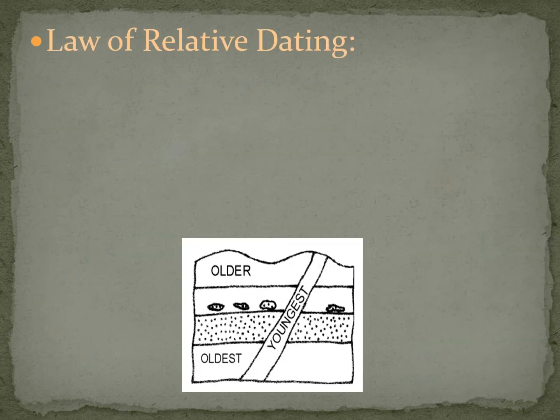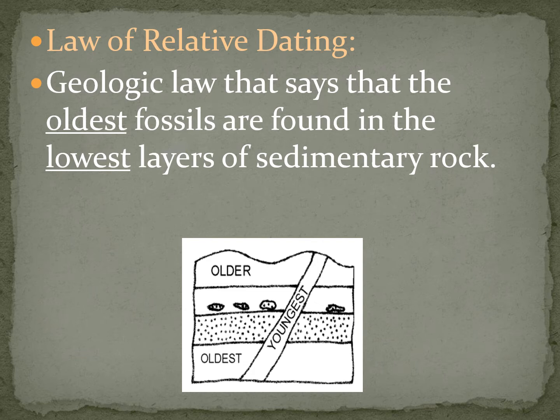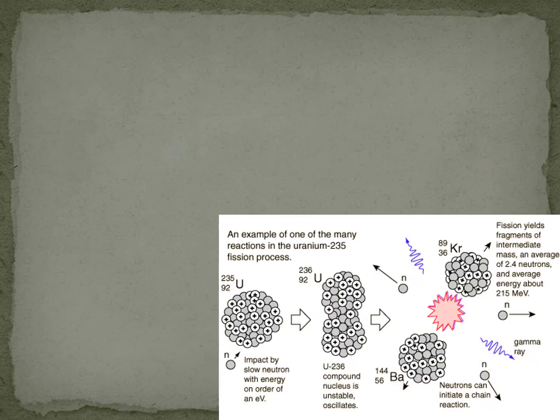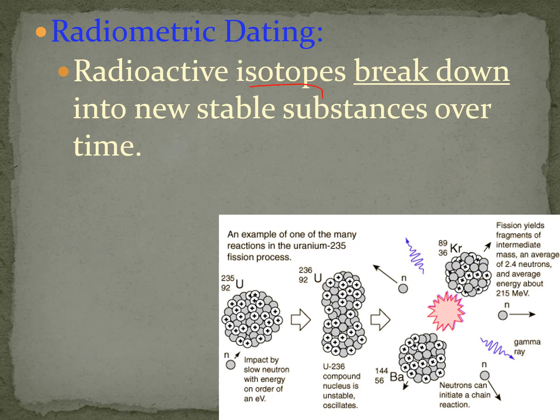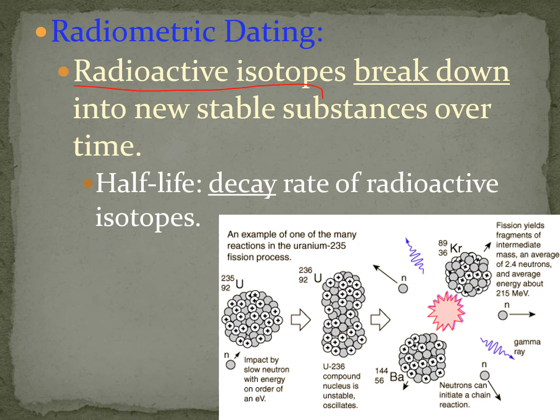So how do we do this? It's the law of relative dating, a geological law that says the oldest are found in the lowest layers of the sedimentary rock. Usually it goes like this, but once erosion happens, this is why some things come back up and then it goes back down again. Radiometric dating is also used, where radioisotopes break down into new stable substances over time. This is where half-lives come into play. Nothing you have to worry about now, but if you took it in chemistry, you would understand.